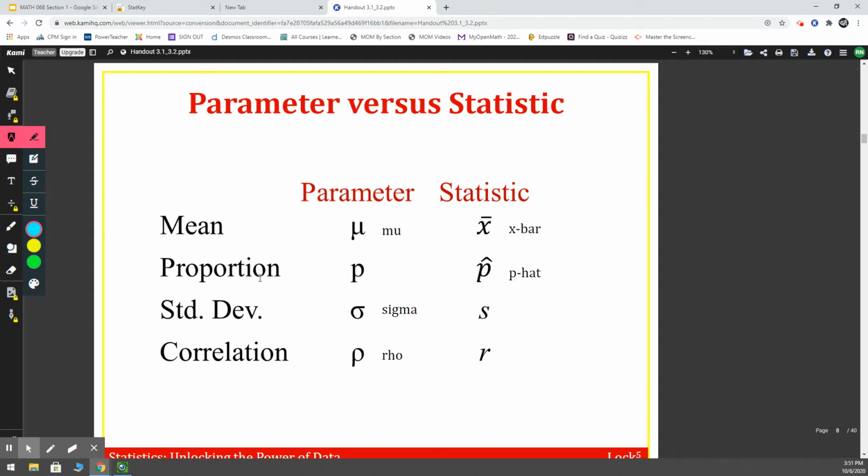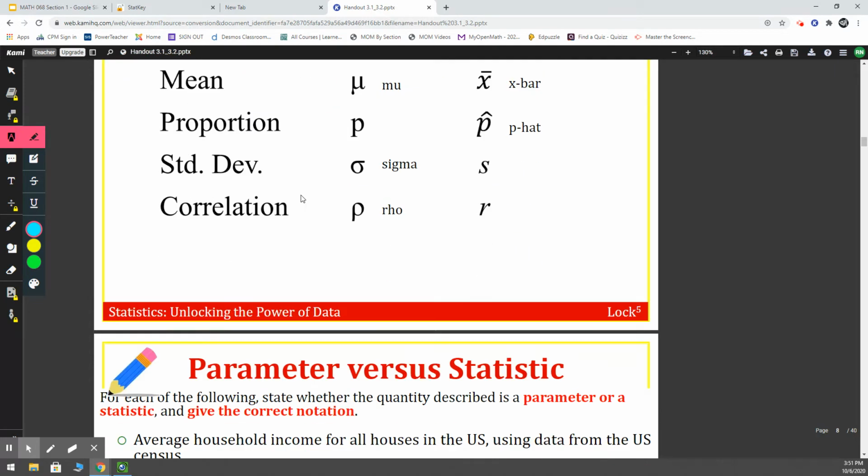A standard deviation, this is when we're talking about the variance of something. The variance of a population is referred to as sigma, whereas the standard deviation of a statistic is s, or a sample. The correlation coefficients are rho for a parameter population and r for a sample statistic.